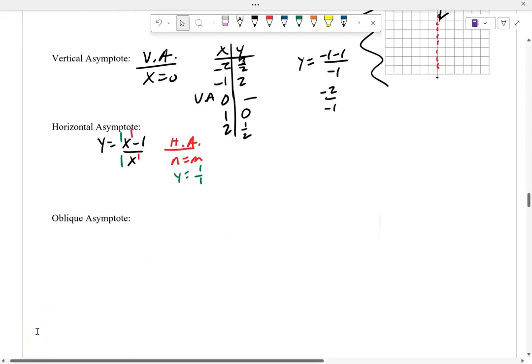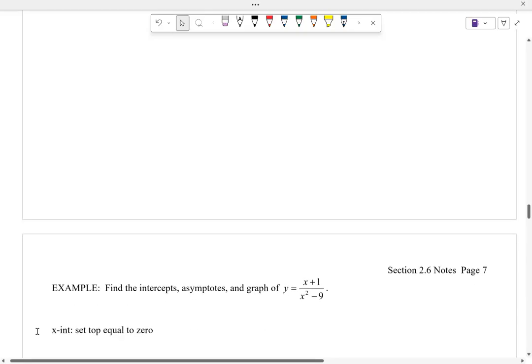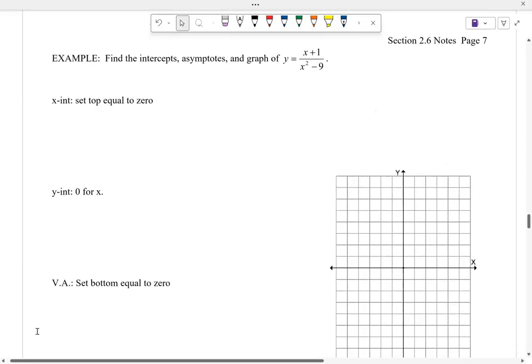And this one, by the way, has no oblique asymptote, right? That's not applicable here.